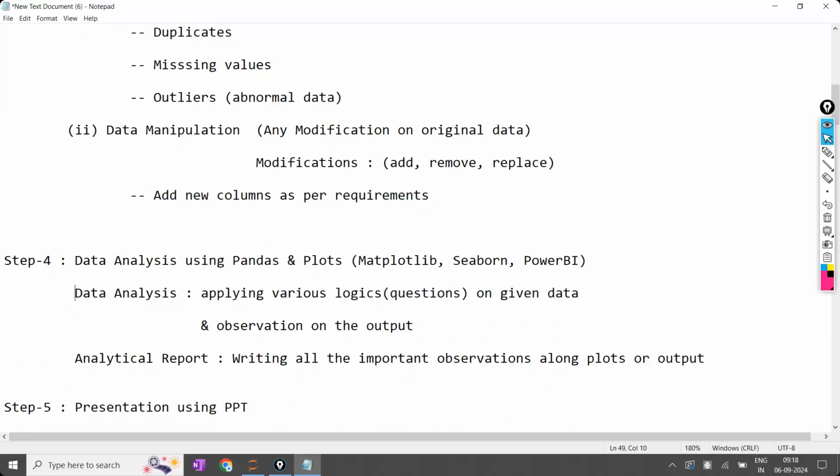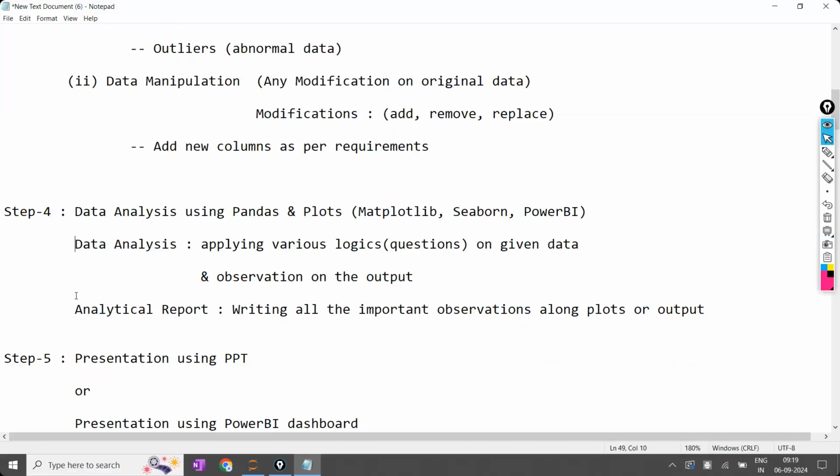We are going to do the data analysis and submit the report. First, tell me what is the meaning of data analysis. It means analyzing the data. What is meant by analyzing the data? Analyzing means applying various logics, your questions. For example, is this course a good course or not? Will we get a job after this course? Is this course right for my career or not? Like this, you are going to make a number of questions for yourself, right?